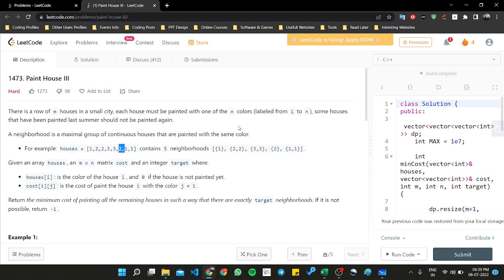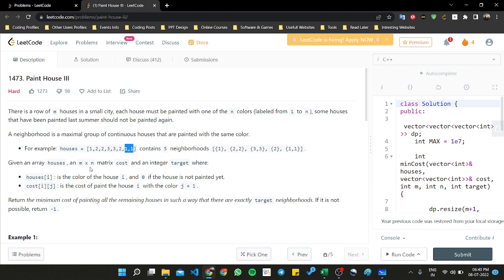It's a very important one. Neighborhood means the maximum number of continuous houses with the same color. For example, where these houses are arranged in a row, there are 5 neighborhoods. The first neighborhood is this one, the second is these 2 continuous, the third is these 2 continuous 3s, the fourth is this single 2, and the fifth is these 2 continuous 1s. These are the 5 neighborhoods.